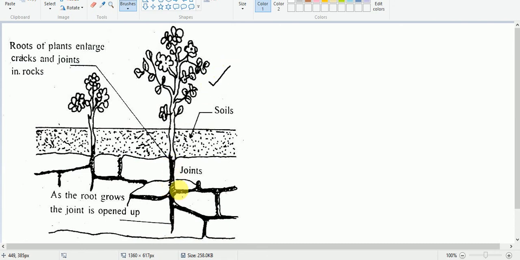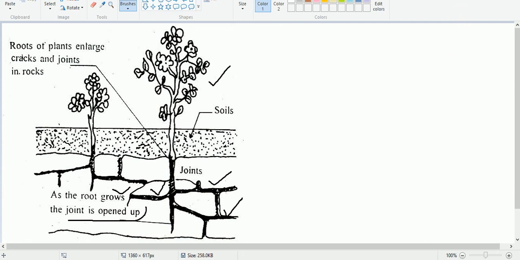the root will enter the cracks of the rock. See here, the root is penetrating the rocks through the cracks. And when this root grows, the joint or the crack is opened up. So when these roots grow, these cracks will be opened up, and because of that the rocks will be broken.